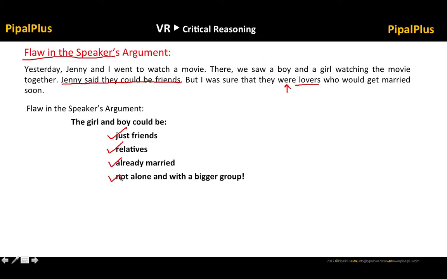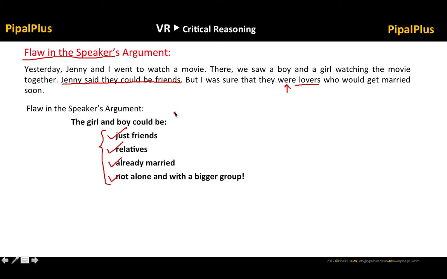Another flaw in the speaker's argument here is that they may not be alone at all. They're probably a part of a bigger group, and the group has got their seating somewhere else, and they had just these two seats in another corner, and both of them are sitting there. So there's no question that they are alone and they're lovers and they would get married soon. All of these are possible flaws in the speaker's argument.